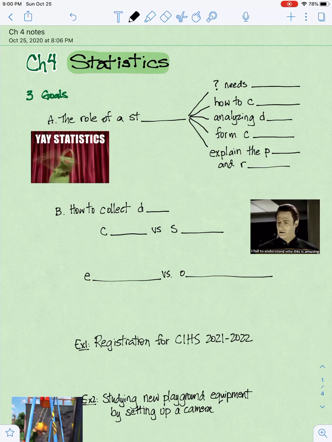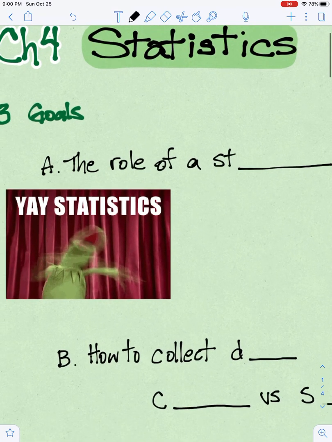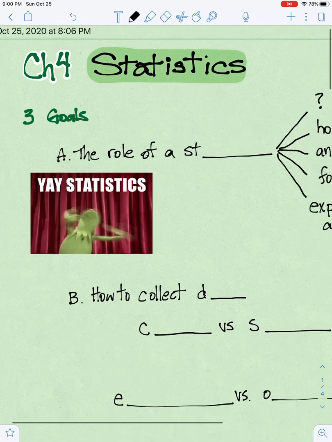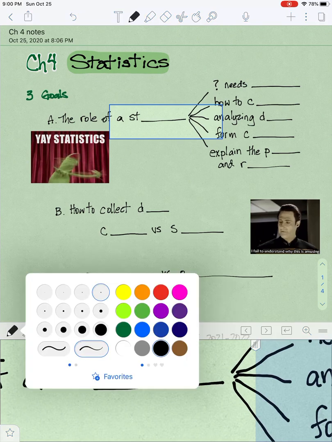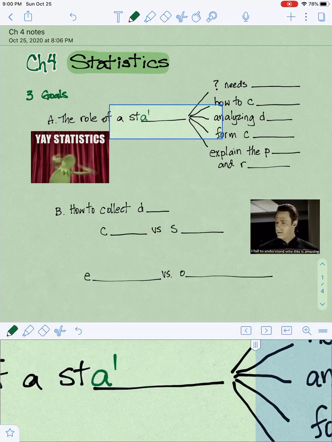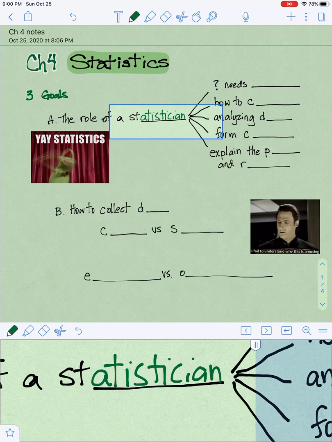We have 3 big goals for this first unit. Yay, first stats. Number 1, understand what the role is for a statistician. And that is how you spell statistician.